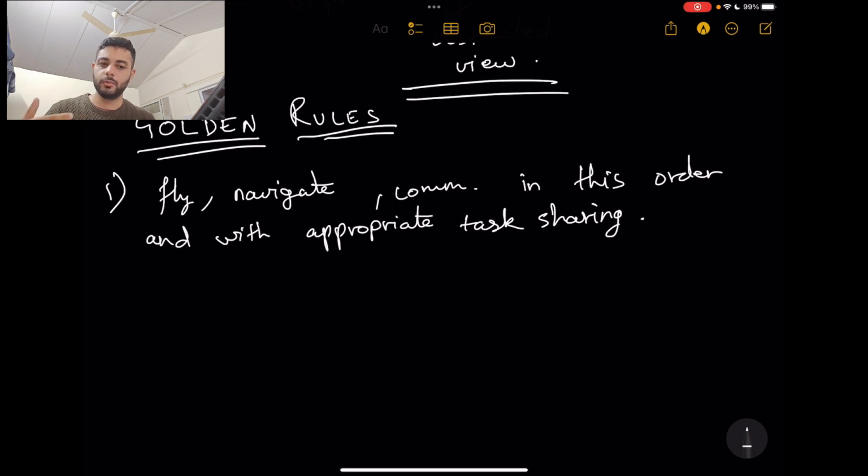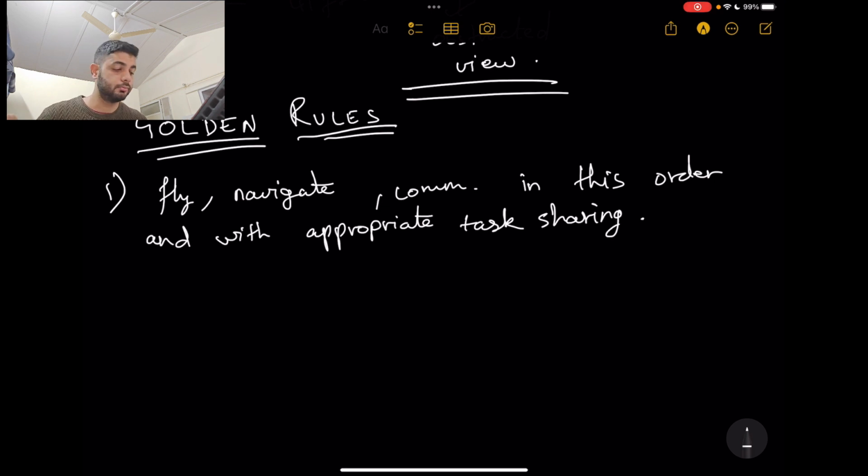The cabin also has to know what is going on. You have to communicate with them and have everyone coordinating, because it's a team effort. Then in your team you also have your ATC. The person out there is there to help you also. He'll be guiding you, clearing airspace, telling you where to go. You can sub-delegate work throughout. As a pilot, not everything is falling on your shoulders. Sub-delegate the work, even it out, use the resources at hand. So again, fly, navigate, communicate, in this order and with appropriate task sharing.